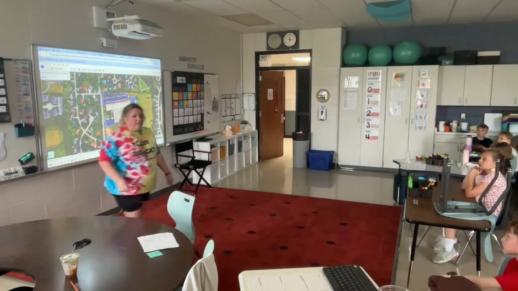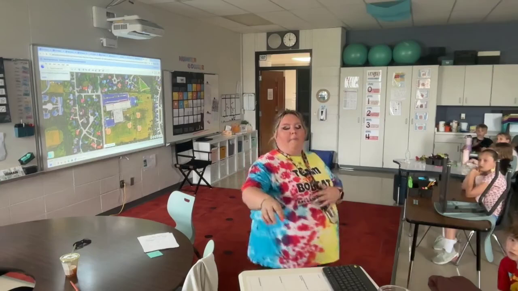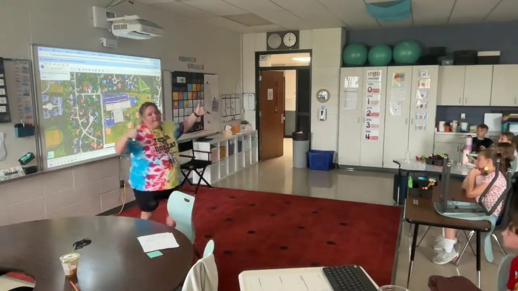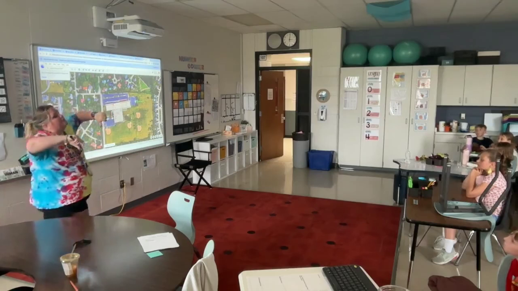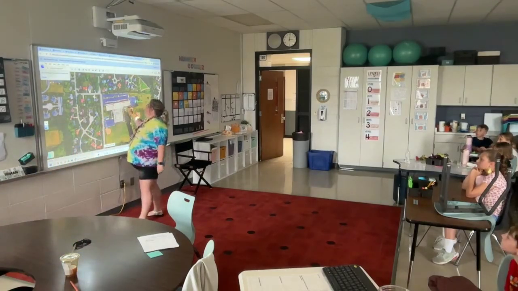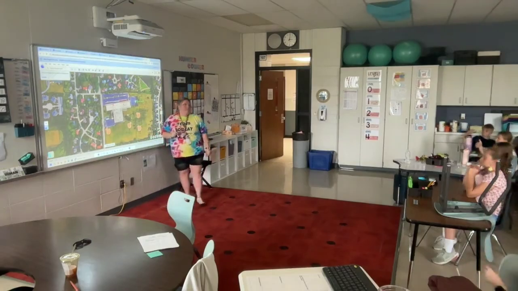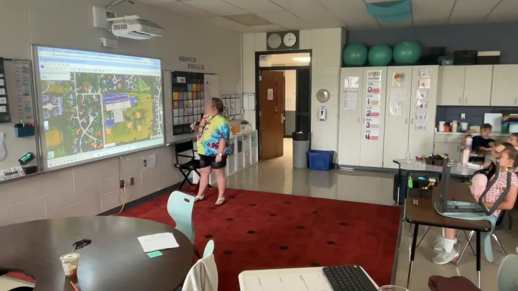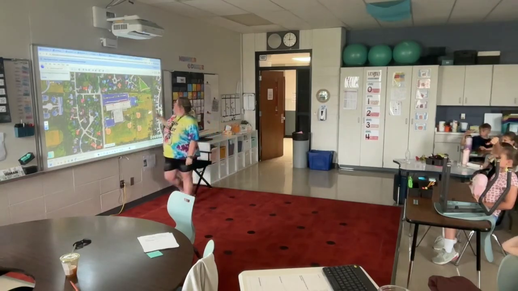So I already took the marker over here. I'm going to point to a couple things and you're going to tell me. Thumbs up if it's physical, so it's made by nature. Thumbs down if it was human. What about right away? The building. Nature, human. Yep. What about this tree over here?